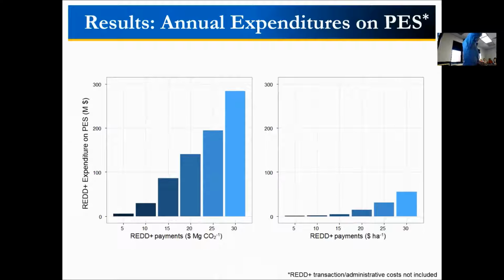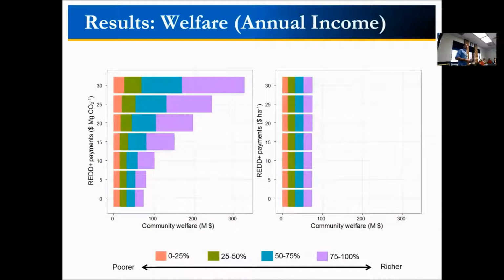You can see that they change and they are not really proportional. So here, if you offer to pay $5, it will cost this amount of money to the government, for instance. But if you offer $10, well, it turns out more households will enroll in the program, and then the costs increase non-linearly. And then you have changes in welfare as well.